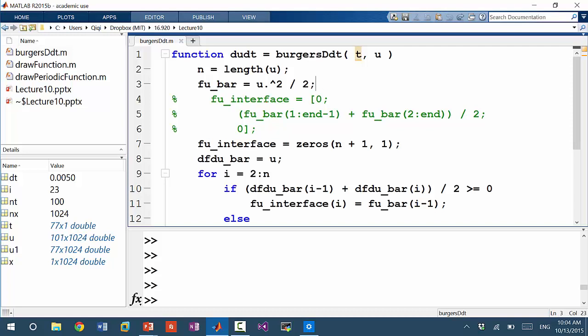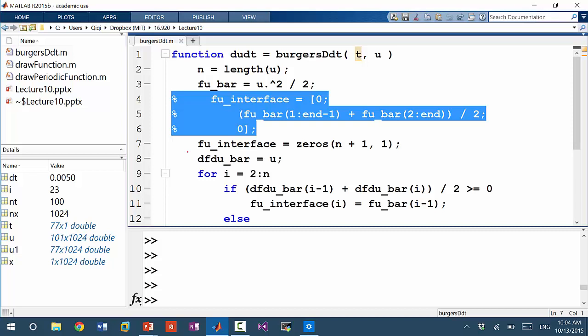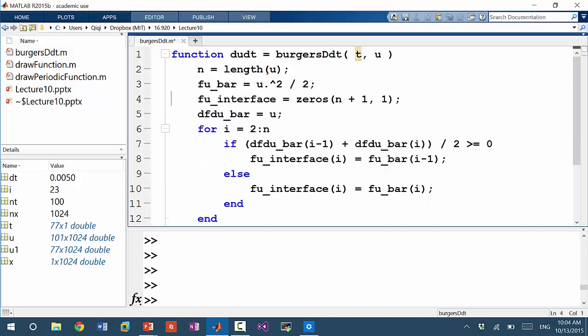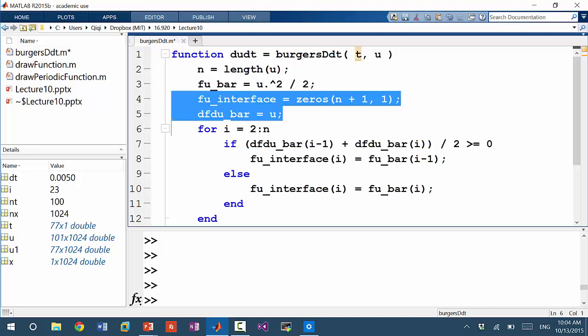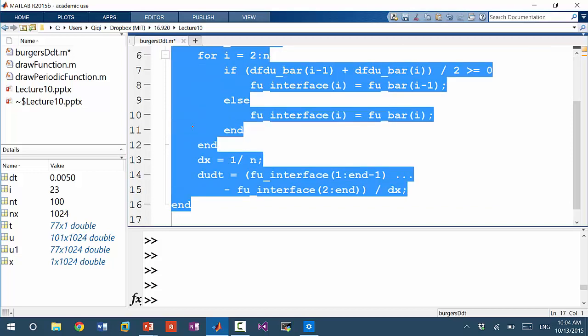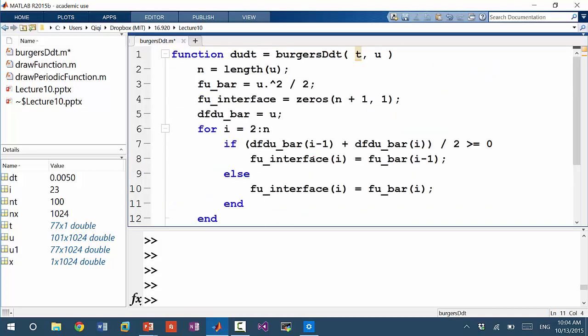And we set this central average scheme, which is not a very good scheme, right? So we commented that out. Actually, we are going to delete that. And here we are using the first order upwinding scheme to compute the interface flux. So here, let us change that to a Godunov scheme.